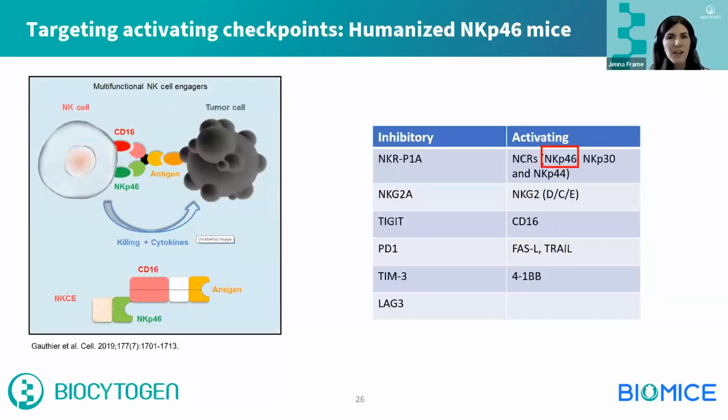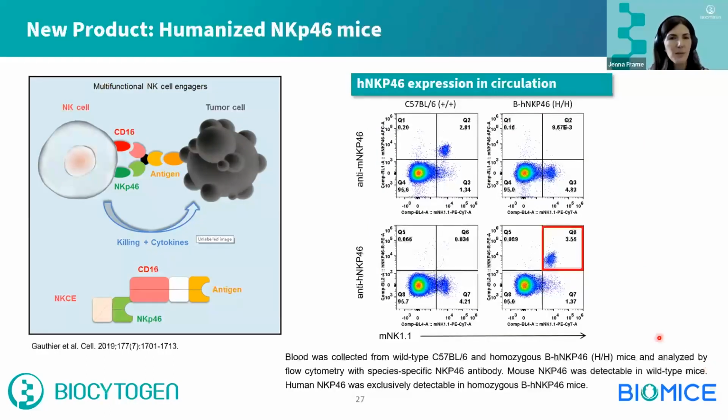Another new product that has recently been introduced is our humanized NKp46 mice, which can serve to test new therapies that engage this activating checkpoint NKp46. As I mentioned earlier, briefly, NKp46 has been targeted by these multifunctional NK cell engagers targeting tumor antigens to help trigger tumor cell destruction. In our humanized NKp46 model, you can see nice expression of human NKp46 here in the homozygous humanized mice. And stay tuned for future data available in this model.